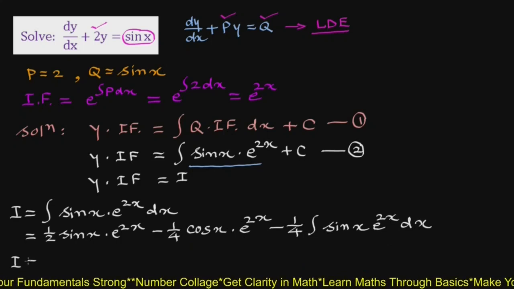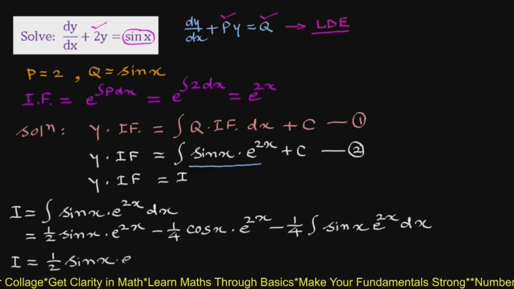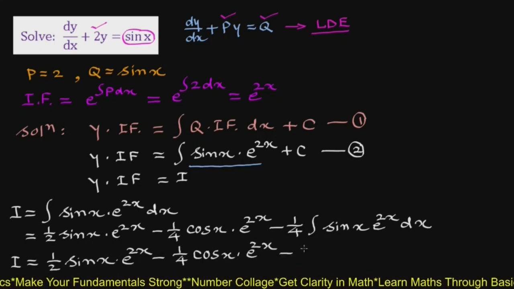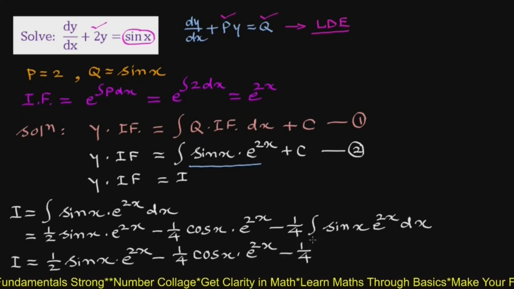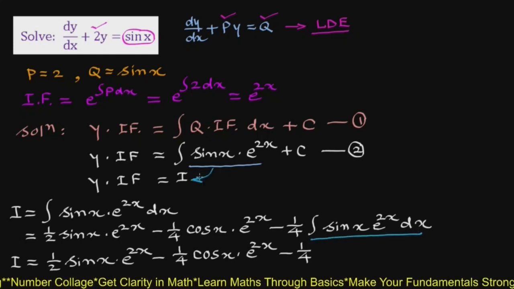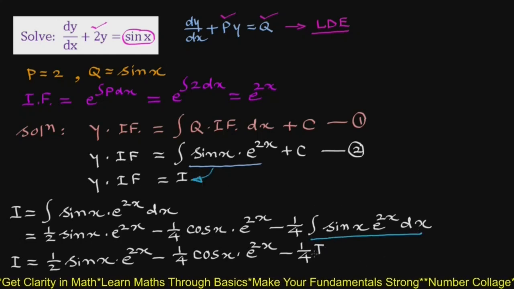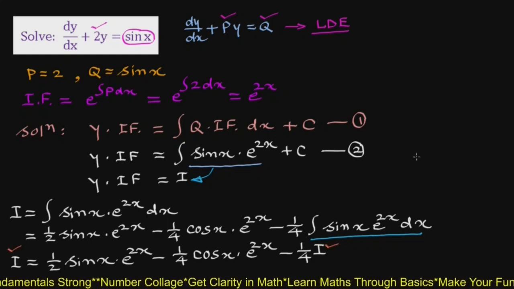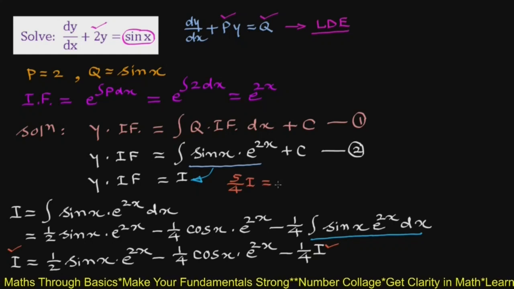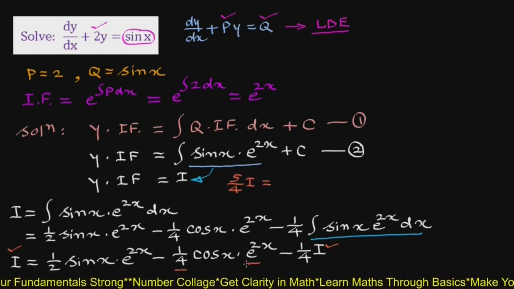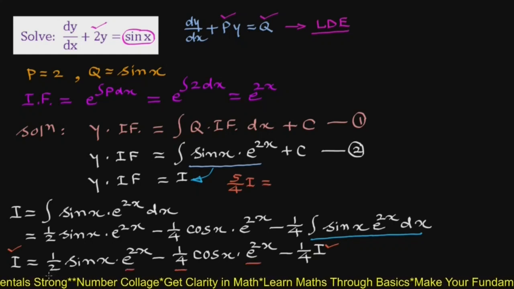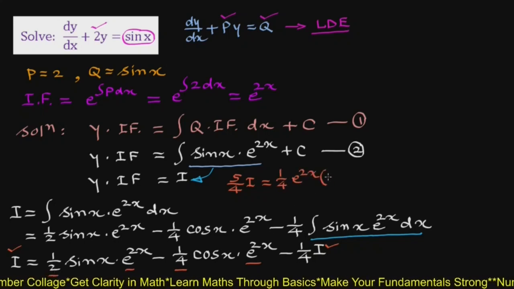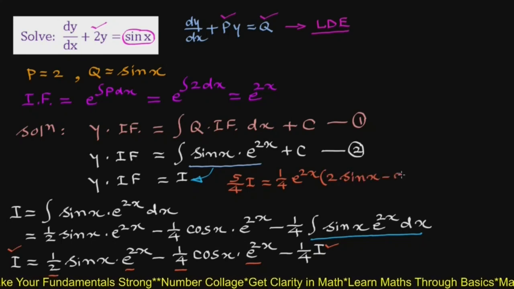So I equals half sin x e raised to 2x minus 1 upon 4 cos x e raised to 2x minus 1 upon 4. Now this integral is nothing but this I. So here minus 1/4 I. This I plus this 1/4 I will be 5 upon 4 I equals, taking 1/4 e raised to 2x a common factor, 1/4 e raised to 2x into this half will become 2 sin x minus cos x.